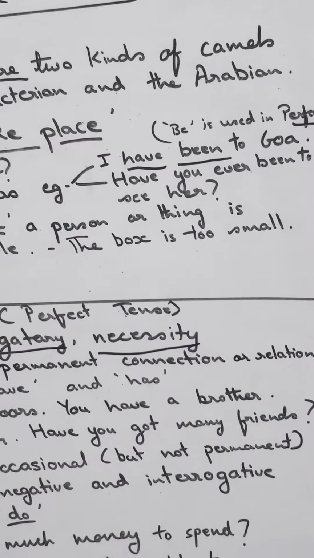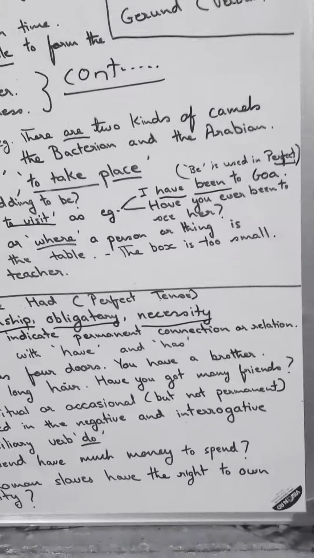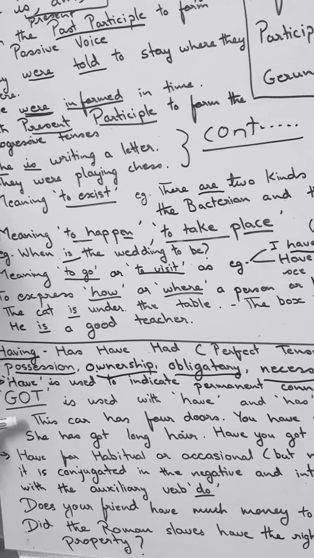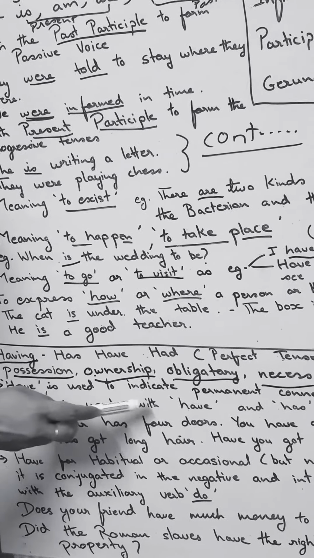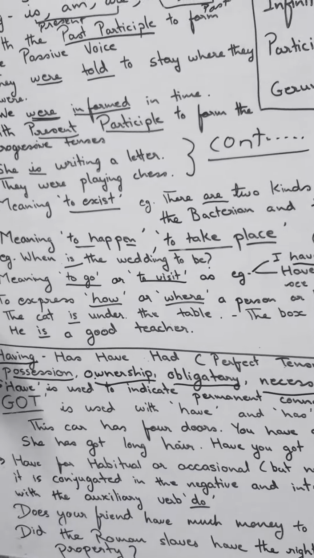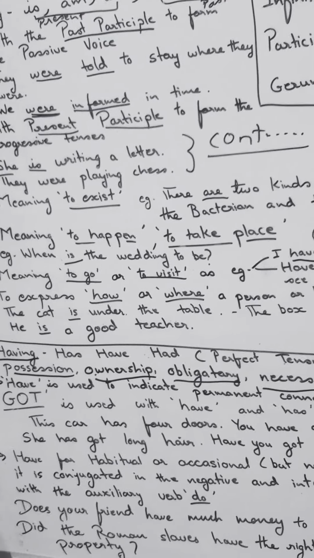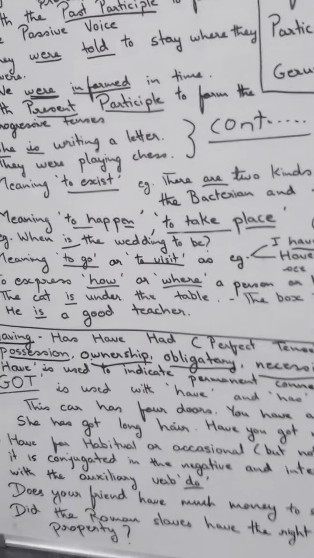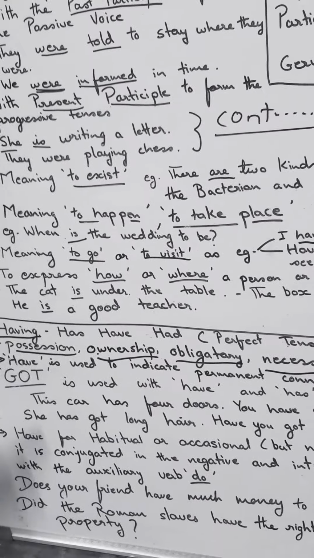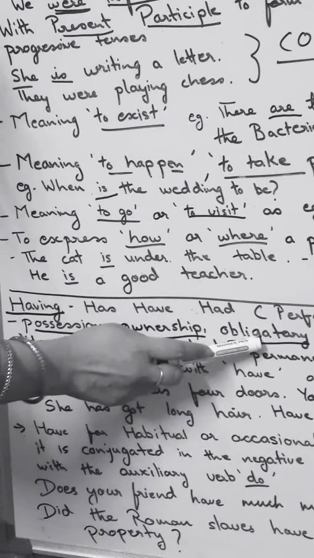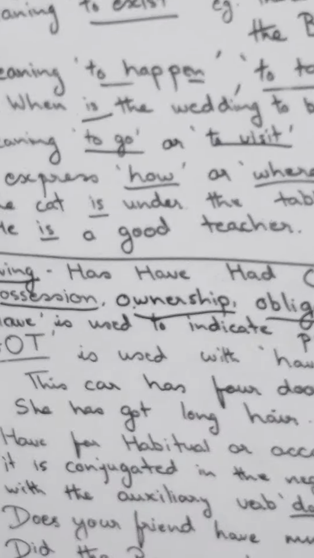Now we come to have, which is used to indicate permanent connection or relation. There is a permanent connection or relation that we get with have got. Have got is used with have and has when we are talking of permanent connections. Now see, perfect tense is there, but we are talking of something permanent, a permanent connection or relation, then have got. This car has 4 doors. Okay, now this is perfect. Possession, ownership, obligatory, necessity. One or the other meaning, this will clarify.